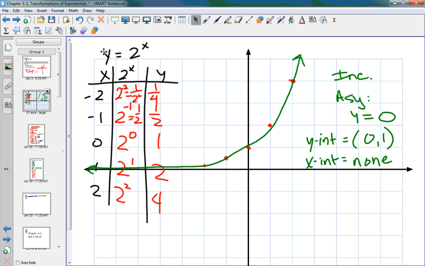So is it always y equals 0? It is always y equals 0 unless we have shifted the parent function. And I'm going to talk about that next.